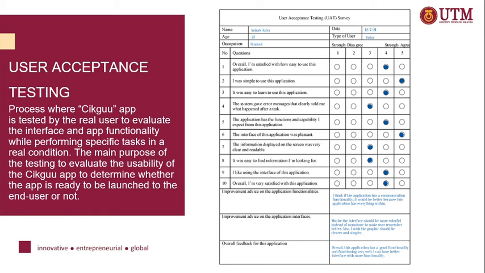So the tester, who is also the user, will be given a questionnaire. After they test the application, they will rate the app based on the questions from 1 to 5, with strongly disagree to strongly agree. They also will be asked to give suggestions, feedback, and comments about the application that they have tested.